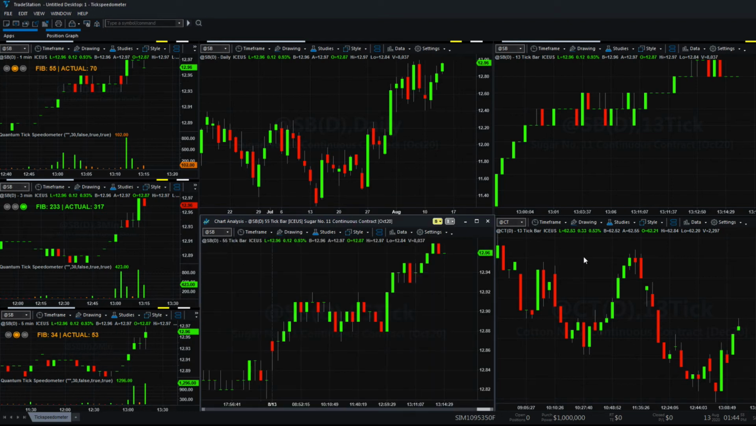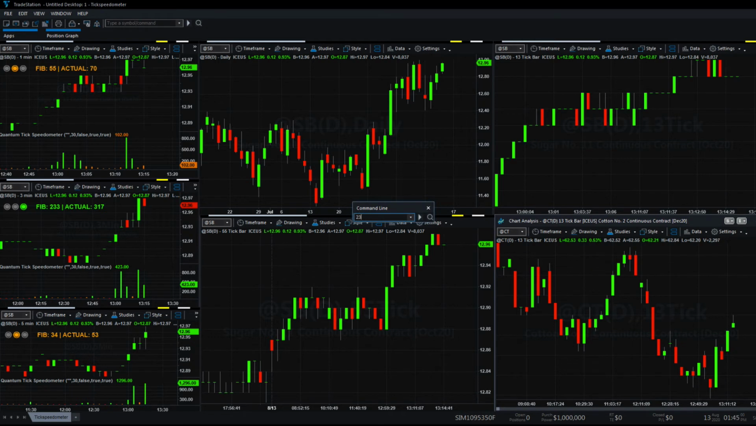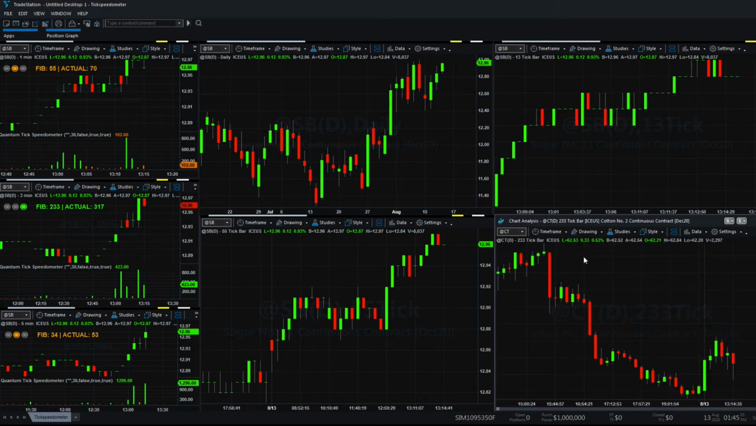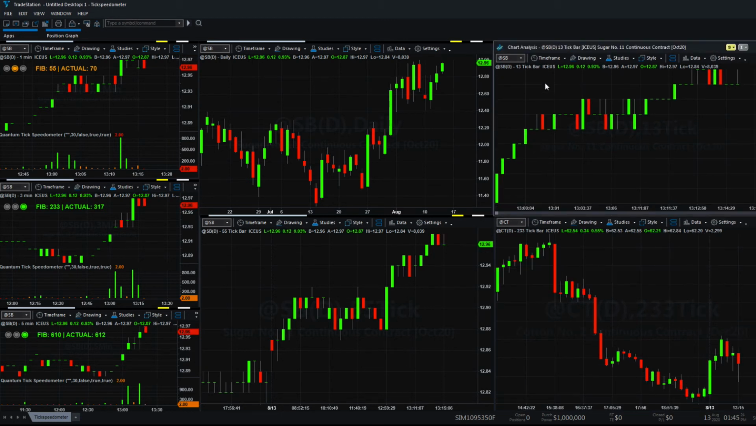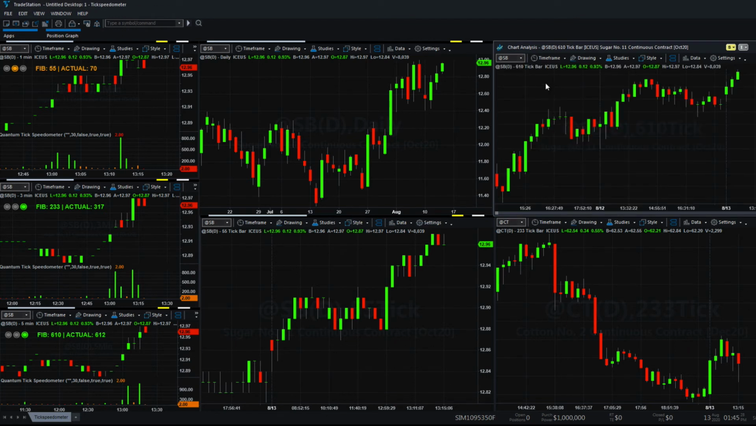There we go. This one is running at 233, so we type 233 in there, and this one is still running at 34, but that will pick up in a few minutes because that will reflect the fact that we are seeing a lot of activity flowing through the market from our 55 through to our 233, and that will reflect a higher tick count. There we go. In fact, it's just happened as I was speaking there. So that chart is now 610, so let's just activate that, type in 610, the command line, there we go. So we're now running on 610 tick.